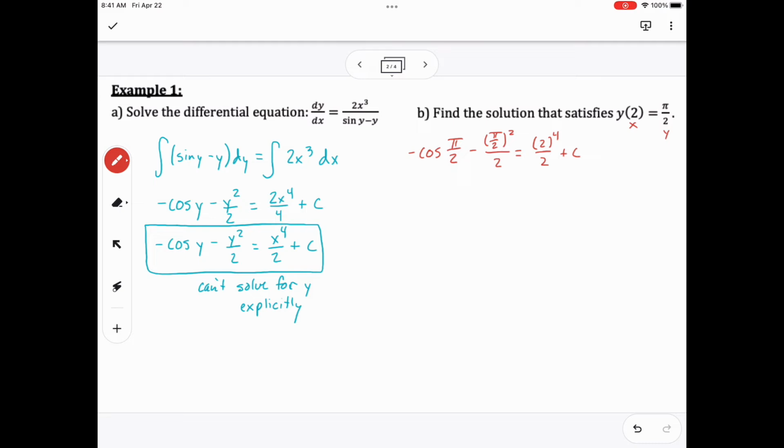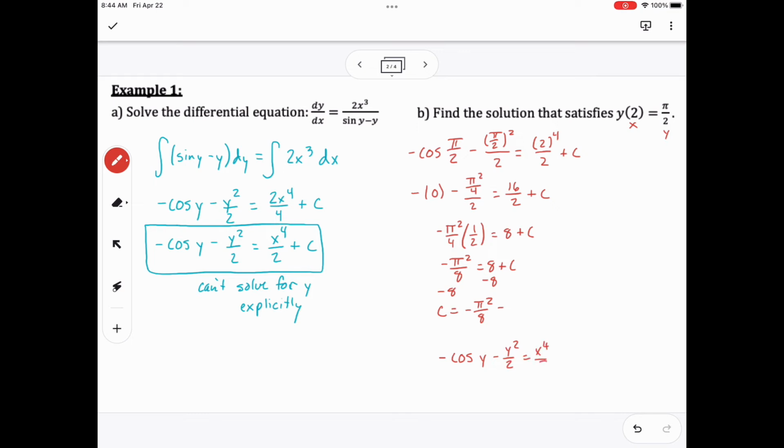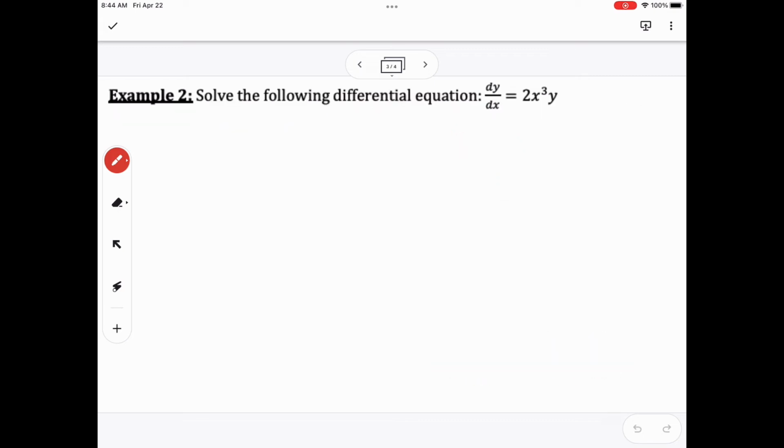Letter B is using that solution to help us find the c value when y of 2 equals pi over 2, so 2 is our x, and pi over 2 is our y. From there, I just plug in those values: pi over 2 every time I see a y, 2 when I see an x, and then simplify. That gives me c equal to negative pi squared over 8 minus 8. Then I go back to the original from letter A and plug in my newfound c, and that would be my answer.